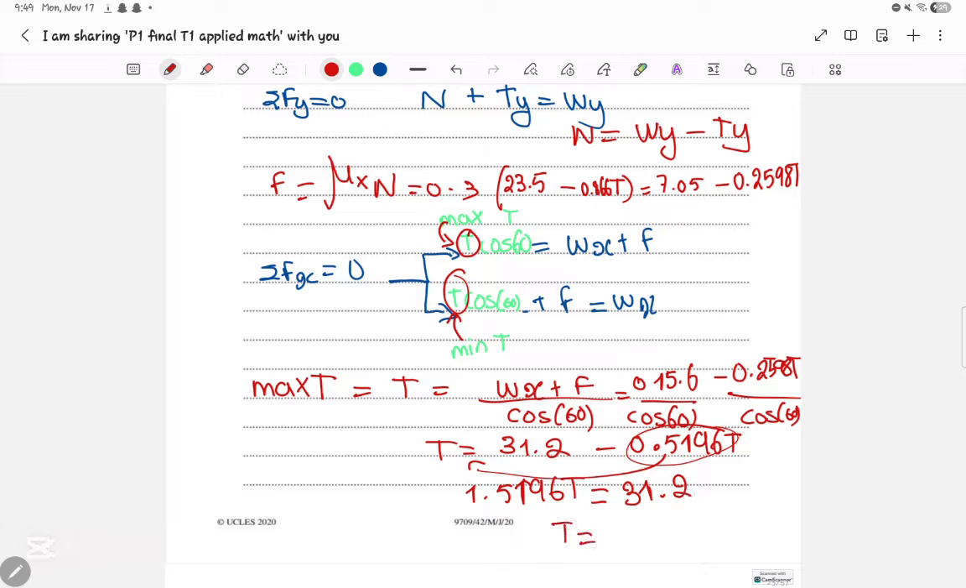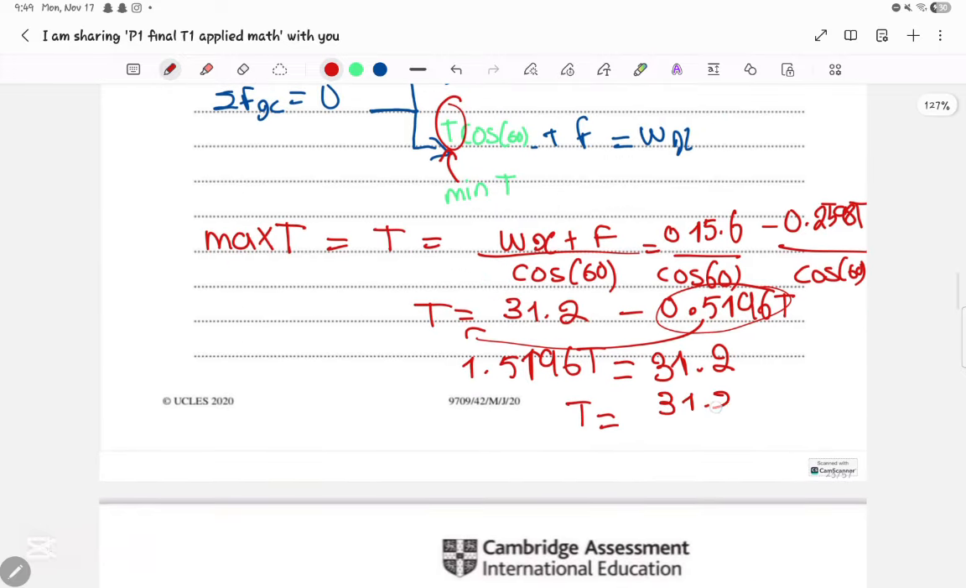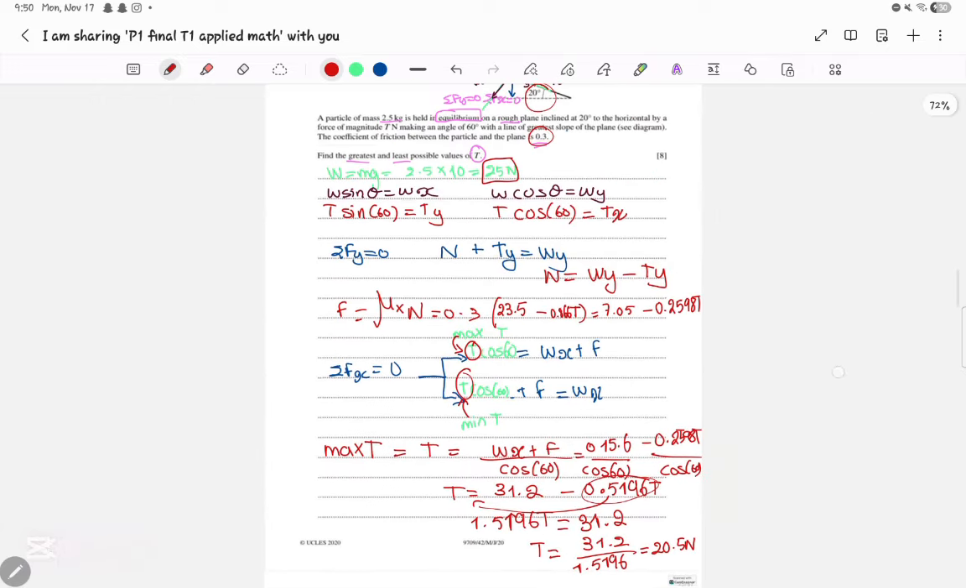That means my maximum tension T is going to be equal to 31.2 over 1.5196. So how much will that be? 1.5196. And that would be 20.5 Newton. This is for the maximum tension. Now, how do we find the minimum tension?